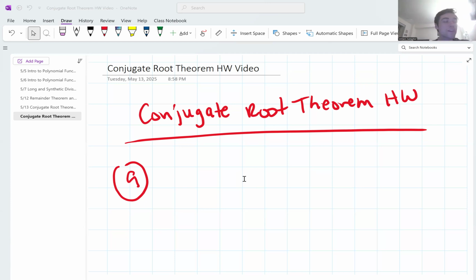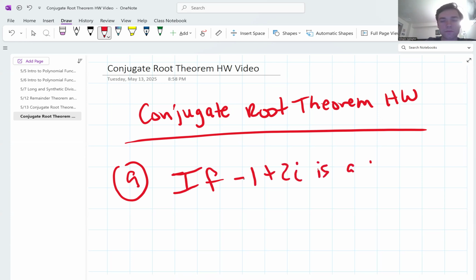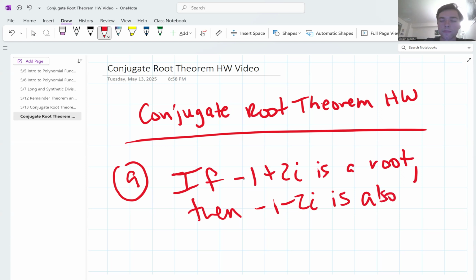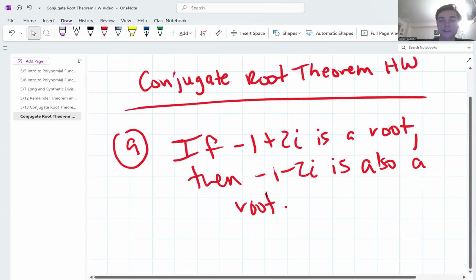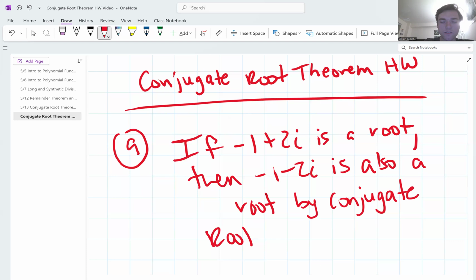Okay, so if we look at the first one, we're given that -1 plus 2i is a root. So if -1 plus 2i is a root, well then -1 minus 2i is also a root. And that's by the conjugate root theorem. Okay, that's by the conjugate root theorem. Again, in the beginning, I do want you to write that down.